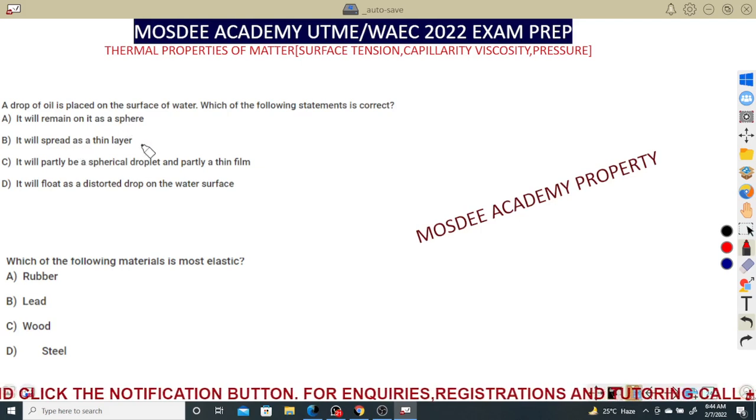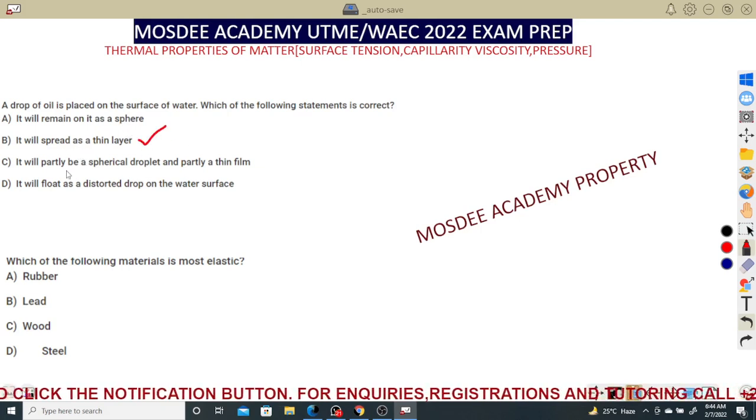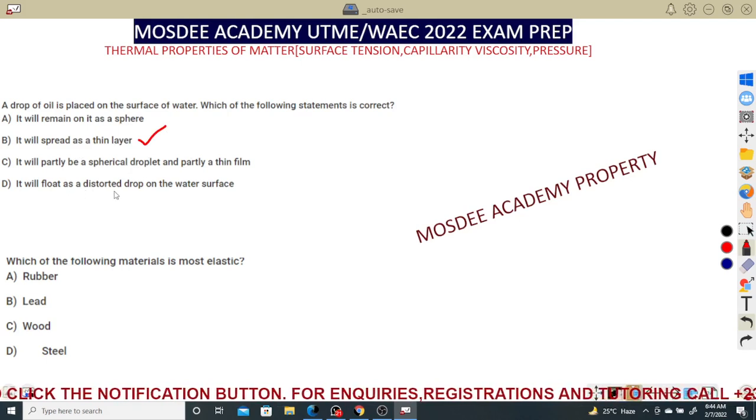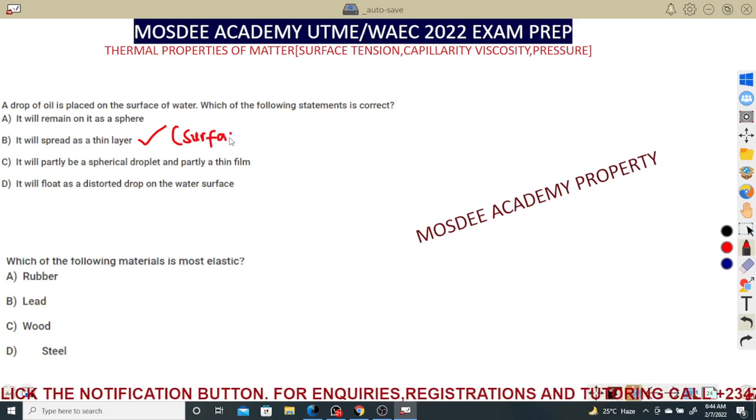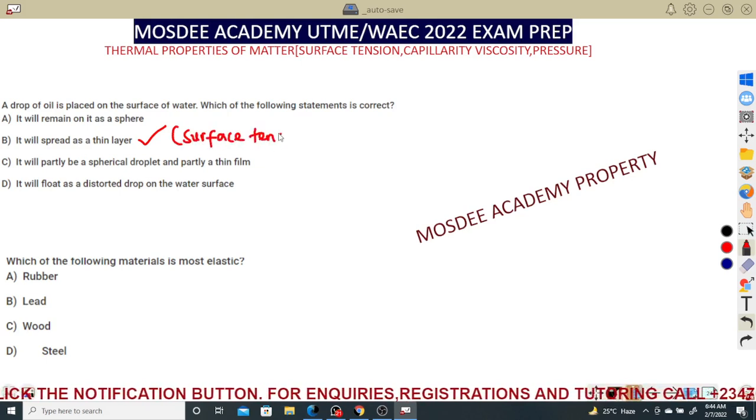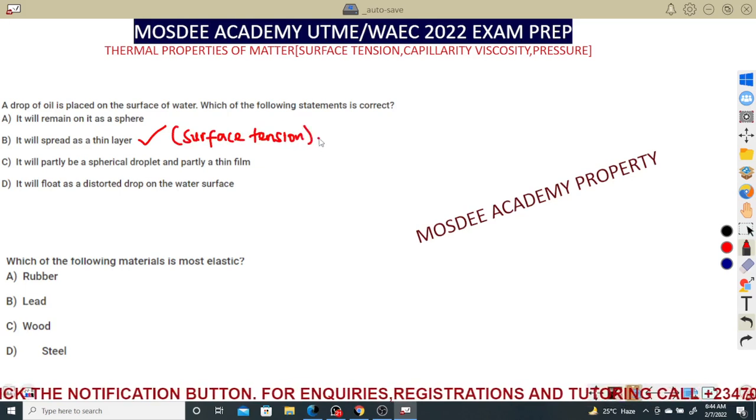It will spread as a thin layer, that is just surface tension. It will partially float as a distorted drop on the water. No, this is surface tension. So I think we are just talking more about surface tension and capillarity concepts this morning. So I think this shouldn't be a problem for us at all.